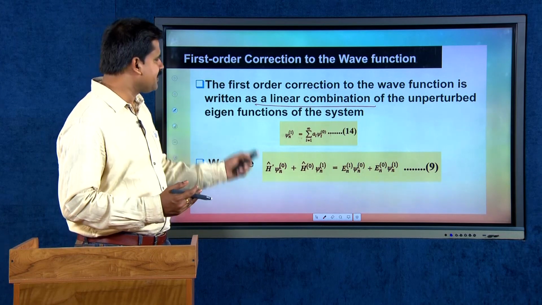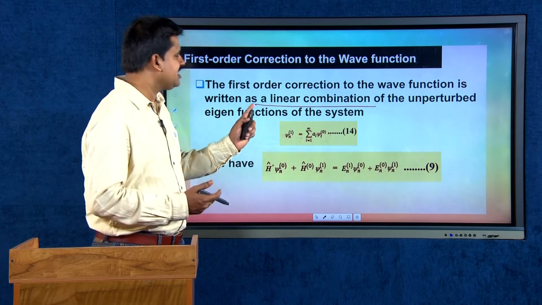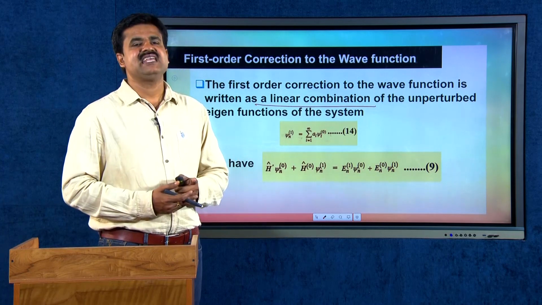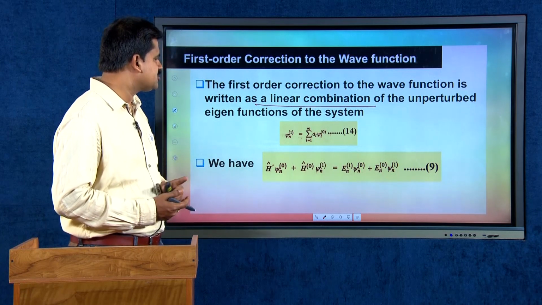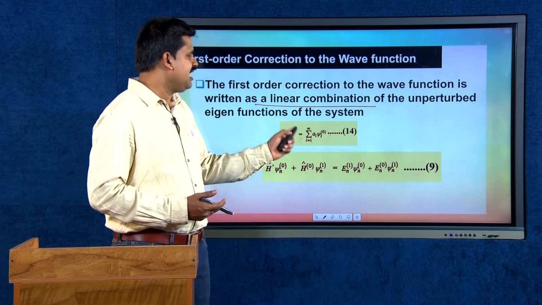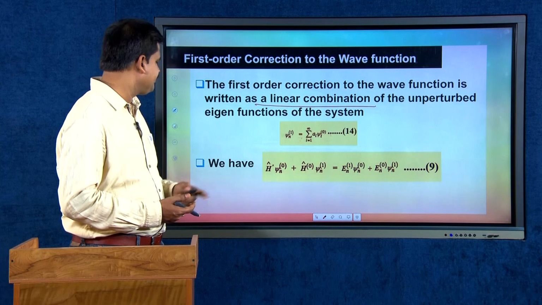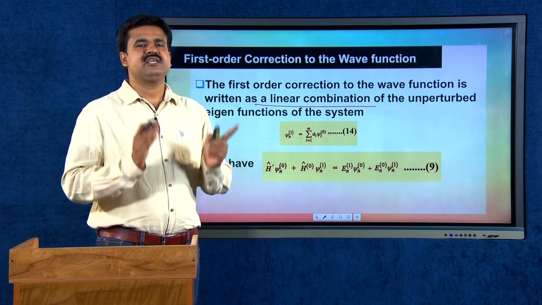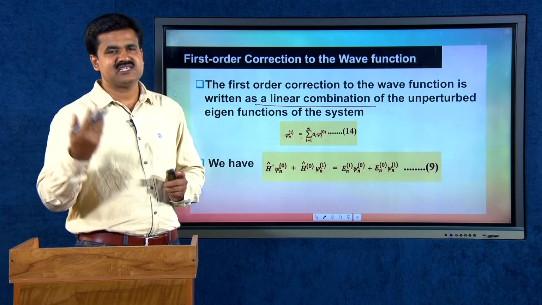Mathematically, we can represent psi n1, the wave function for first order correction, equal to the summation over i equal to 1 to infinity of ai psi i0, or simply i begins from 1 and i may have values up to infinity. We already have the starting expression, equation 9, and based on that we are performing first order correction to energy as well as the wave function.